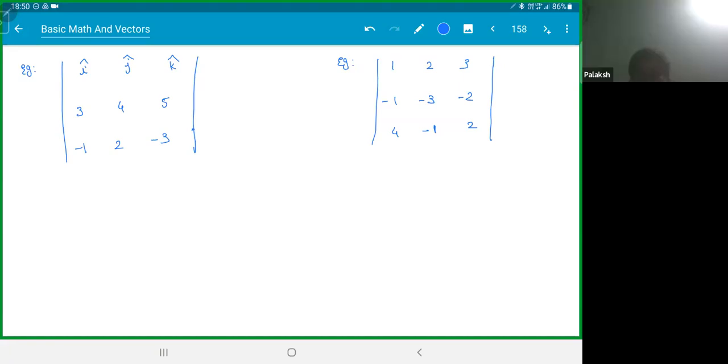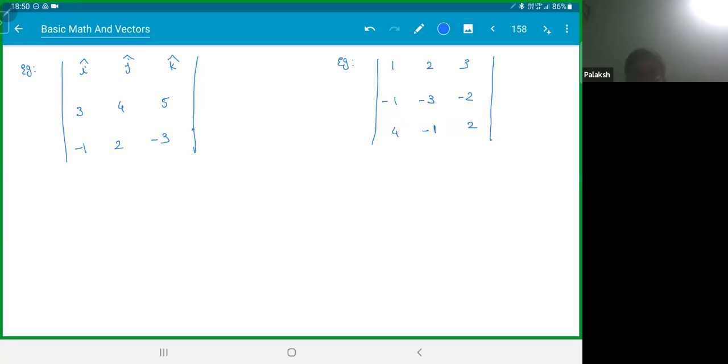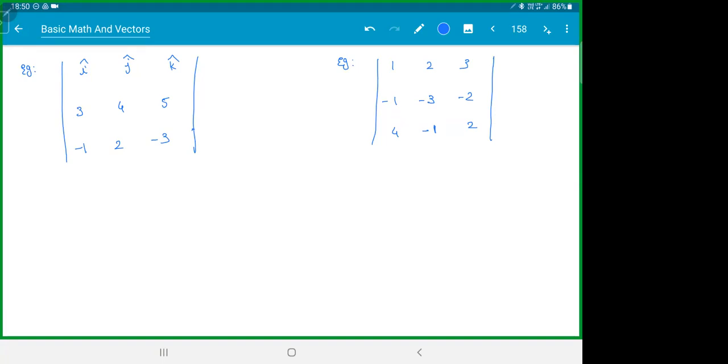But sir, how do you multiply all three of them? Sir, in the second example, in place of IJK, you'll have 1, 2, 3, right? So you'll get a scalar. This will just get a single number. You don't get a vector. This will give you a vector. This will give you a scalar.